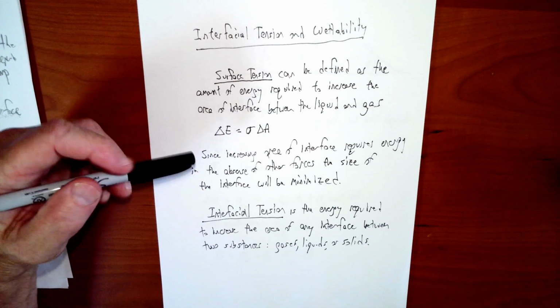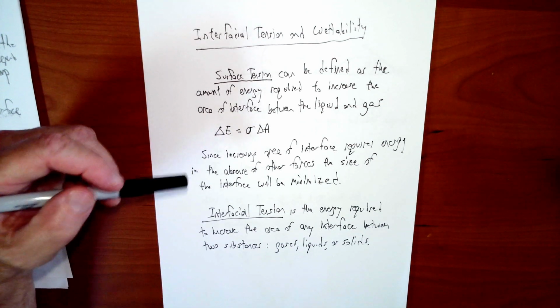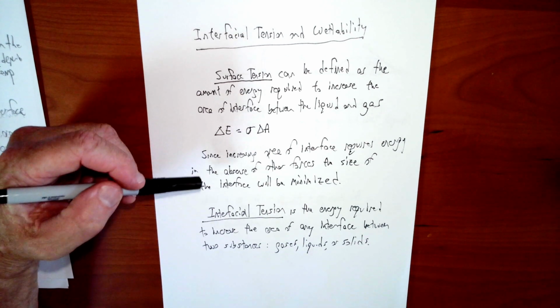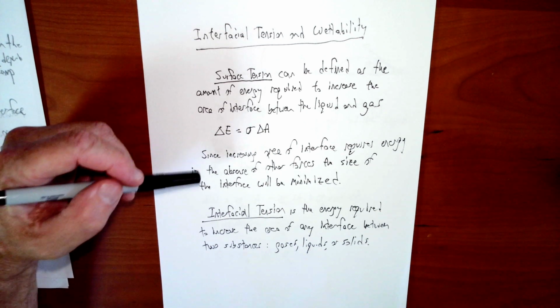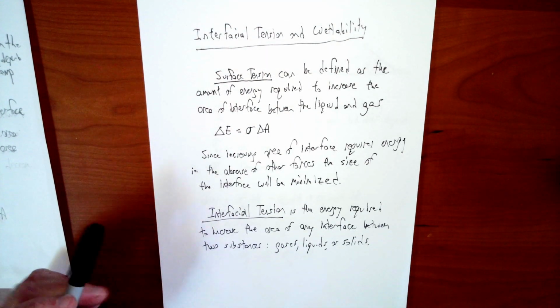So that's why bubbles are spherical. So an air bubble in water or a soap bubble in air, those both take on the shape that has the smallest interfacial area between the air and the liquid. And that smallest area for any given volume is always a sphere. So that's why you see spherical bubbles.